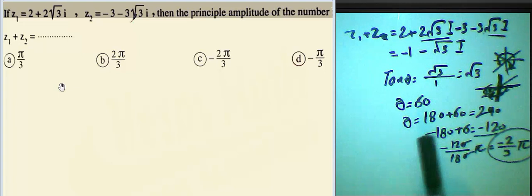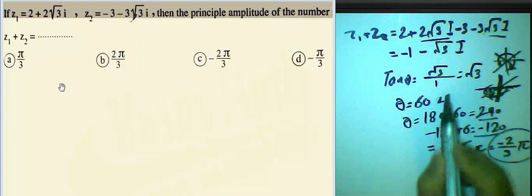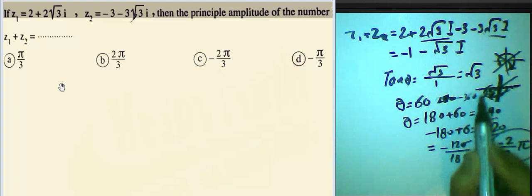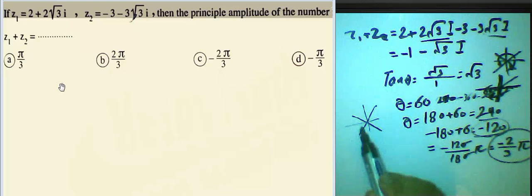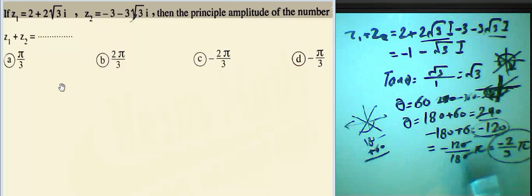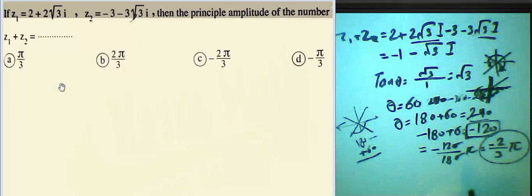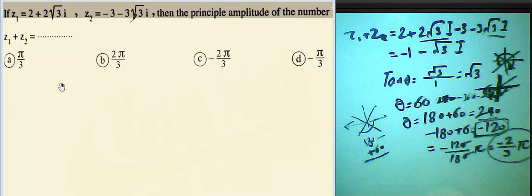We can write 180 plus 60 equals 240, and 240 subtracted from 360. We can write 240 subtract by 360. The result will be negative 120. Or you can use the third quadrant by this straight line here, negative 180 plus angle 60. The result will be negative 120. Negative 120 over 180 multiplied by pi equals negative 2 over 3 pi. The result will be letter C.